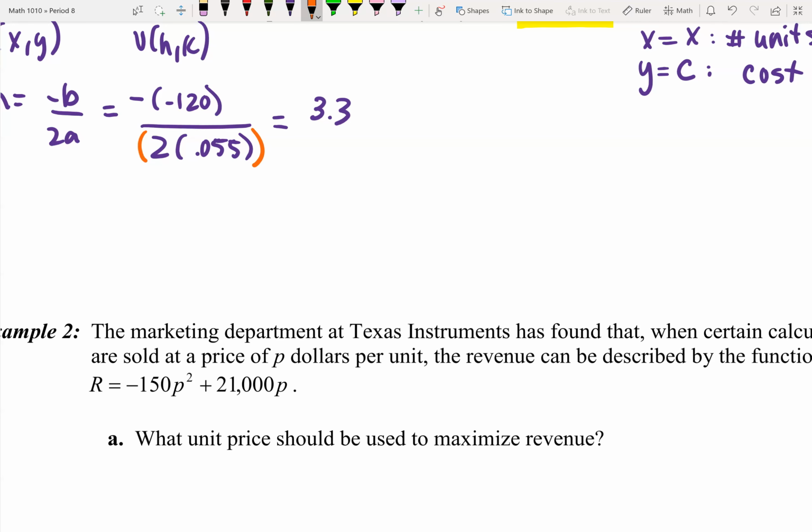Now let's do it correctly. Everybody go 120 divided by parenthesis. Now freeze right here and let me tell you something. See all those parentheses right there? I don't put them in.